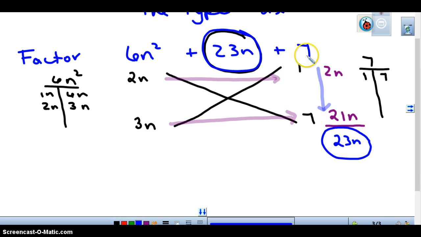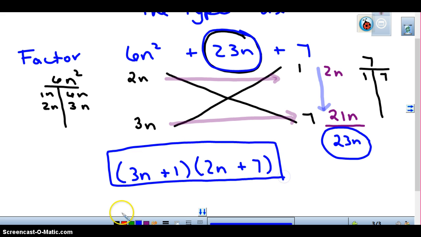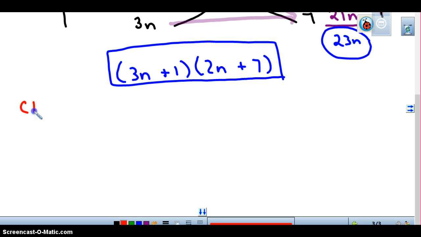Remember I said yesterday we group these diagonally. 3n plus 1 times 2n plus 7. Those are my factors. Can I check my answer? What do I do to check?